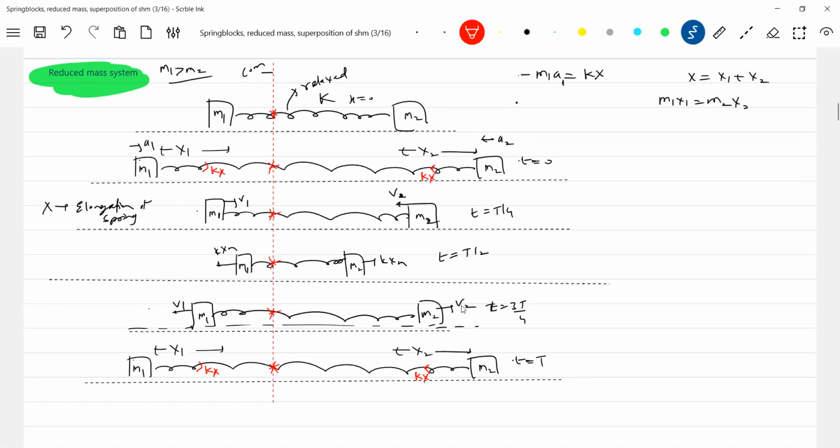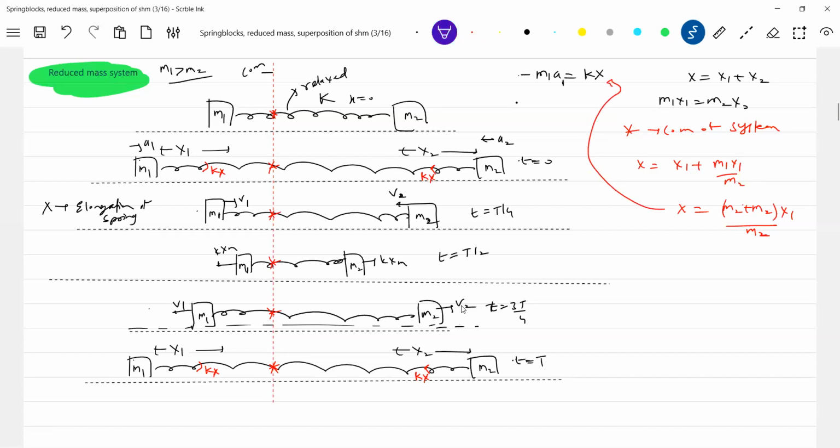Star mark, what is the star mark? The center of mass of the system. Fine. Okay, let me replace x in terms of x1. So let me replace x2. This will become x equal to x1 plus x2, where x2 will be m1x1 by m2. So x equals (m1 plus m2)x1 by m2. Okay, x only I needed, no? Let me replace this in this equation.